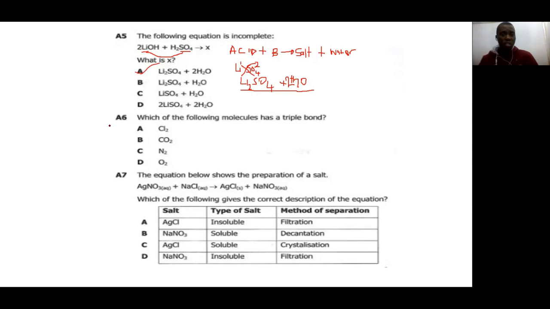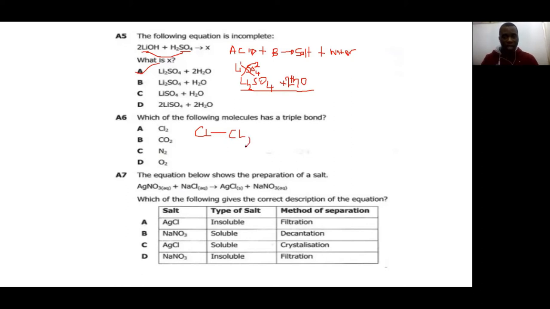We go to question 6, which reads, which of the following molecules has a triple bond? Now, chlorine, two chlorines, they are simply going to be something like Cl, Cl, and this one lacks one electron, so they are going to share just one, so it is going to just be like that, because one dash represents a bond, which represents two electrons, so only two electrons are shared here, okay?